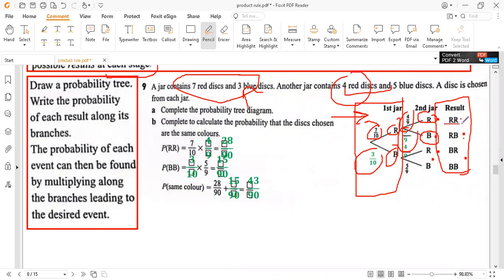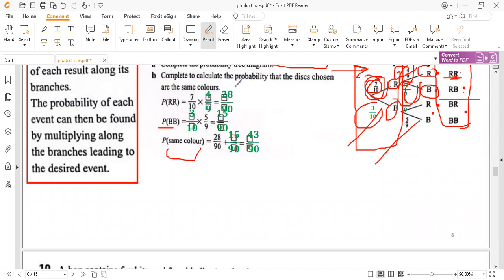Okay, what is the probability of obtaining a red from the first event and red from the second event? When the 2 events are totally independent, normally we can use the product rule. We multiply 7 over 10 by 4 over 9. Then we multiply 7 over 10 by 5 over 9 to obtain the probability of obtaining red from the first jar and blue from the second jar, and so on. So it is easy to calculate the probability of BB: 3 over 10 multiplied by 5 over 9, and so on.